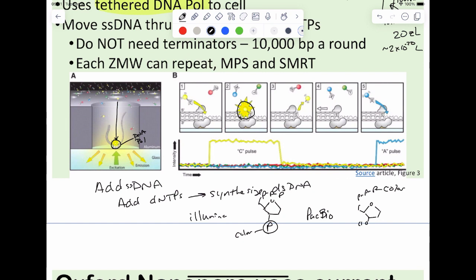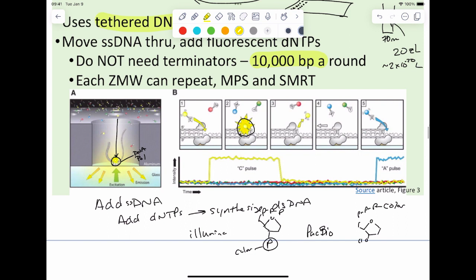So we're watching in real time the nucleotides being put into the growing DNA strand. We don't need this extra add, take a photo, chop it off, add, take a photo, chop it off. We don't even need to do any of that. Let's just let the polymerase do its job. Brilliant. Absolutely brilliant. These can do about 10,000 bases at a time. The other one was like 1,000. Holy crap.